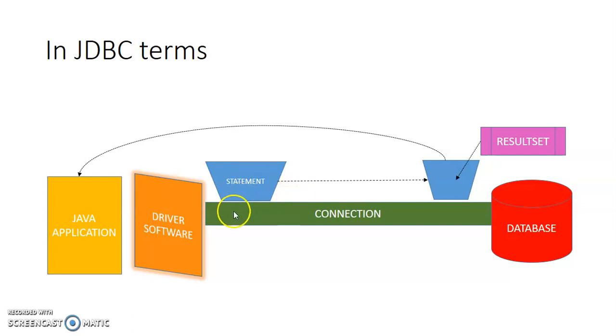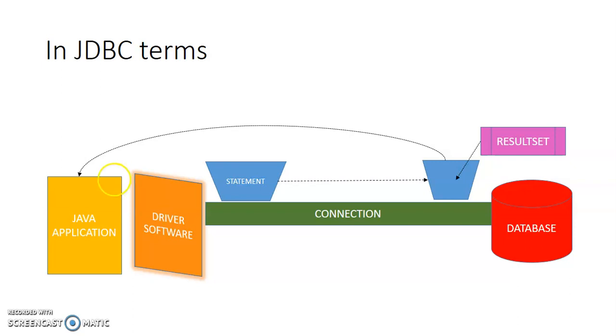Now the second step is that we need to establish the road. So here we need to establish a connection between a Java application and the database. We are going to use the Connection interface and create a connection object. Next, we need to put our requirements in the vehicle. The requirements are nothing but the Statement interface in JDBC. So the requirements are put in a statement object.